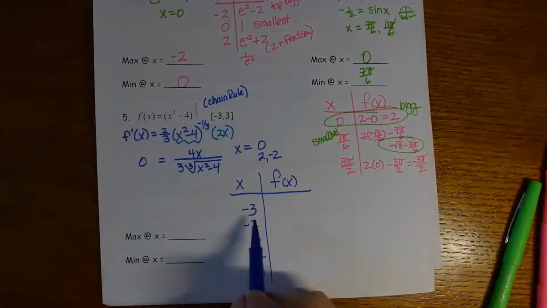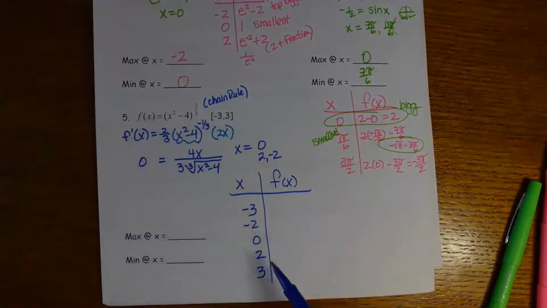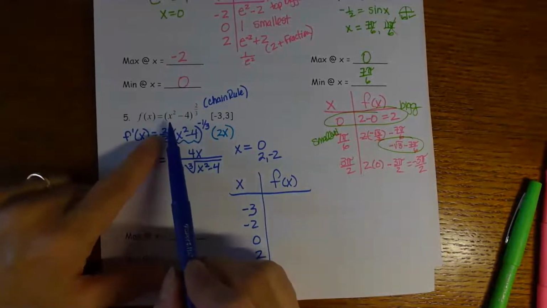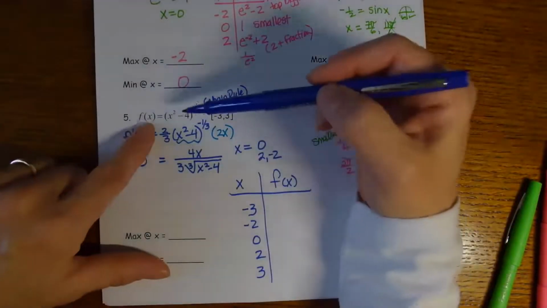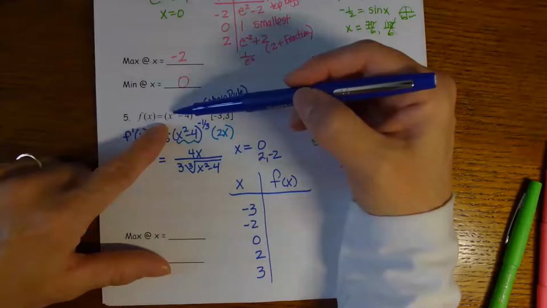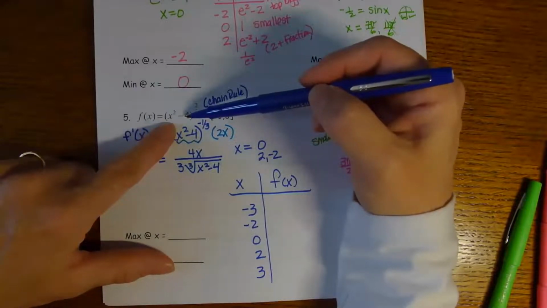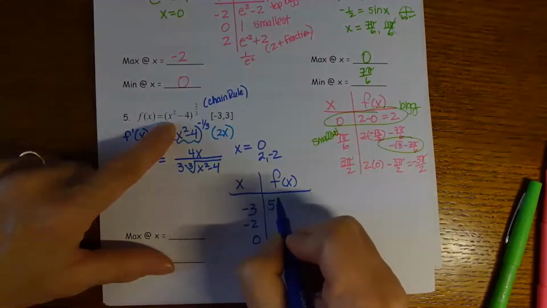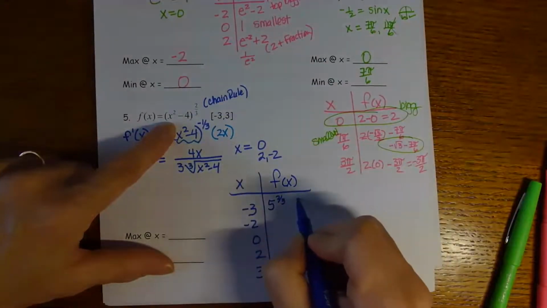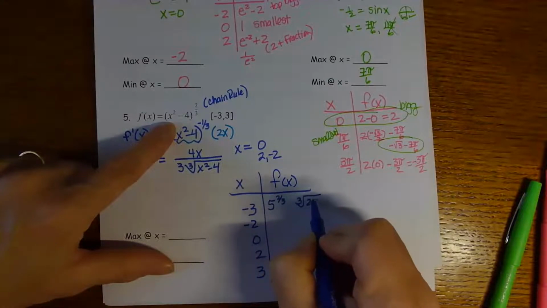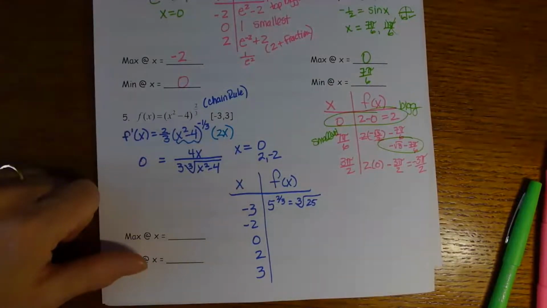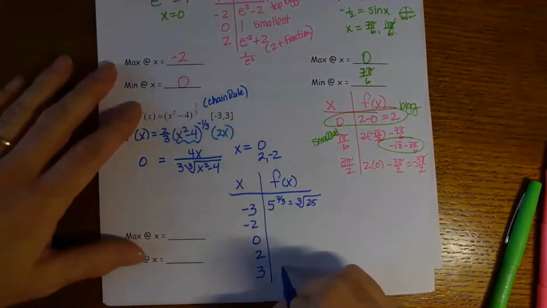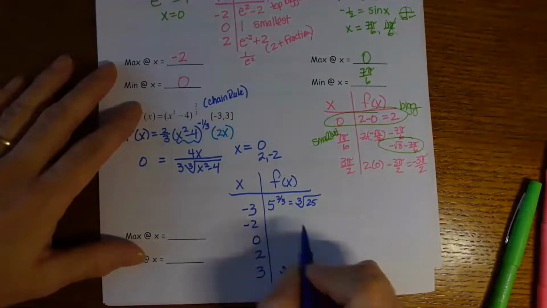So plug -3 in. Are you going to get the same answer for 3 and -3 since it's x squared? Yes, so we have half the work now. 3 squared is 9. What's 9 minus 4? 5. So we have 5 to the 2/3, which basically means the cube root of 25, right? This is the easiest way to write it so that you can mentally figure this out. Let's plug 2 in.